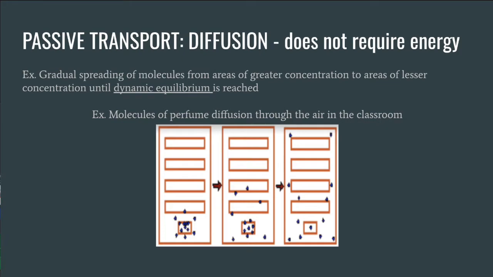The following example of diffusion might make a little bit more sense or be more relatable to something that you may have experienced. So if you are in a classroom, in a locker room, in your bedroom, whatever, and you spray some perfume or you light a candle, those molecules are going to slowly diffuse across the room until it's evenly spread. This gradual spreading of molecules from an area of greater concentration to an area of lesser concentration until it's spread equally, that is what diffusion is.